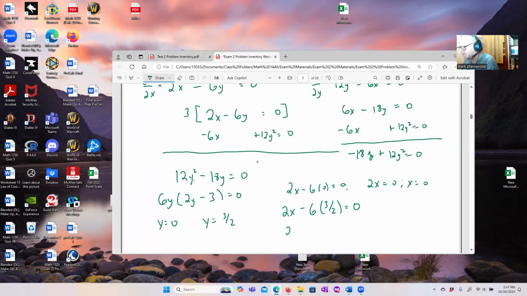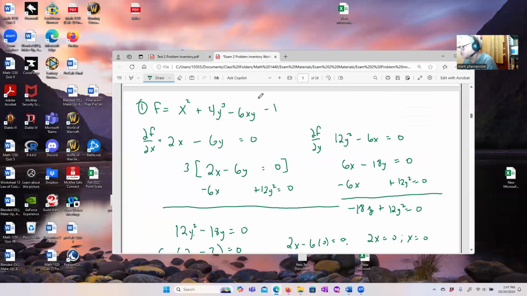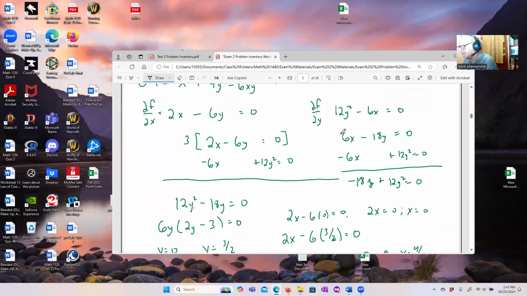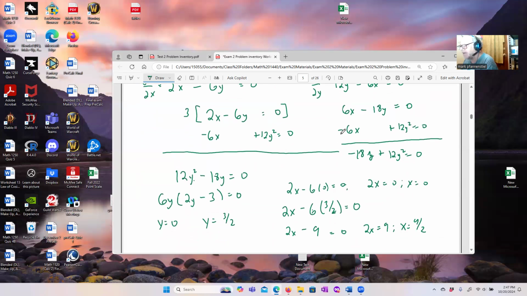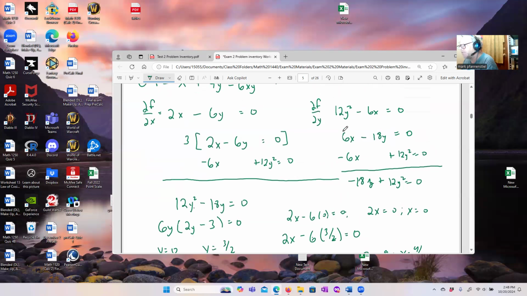So we have 2x minus, let's go ahead and do that. It looks like we're going to get 9 here. 6 divided by 2 is 3, and 3 times 3 is 9. So we end up with 2x equals 9, and x is equal to 9 halves. Okay, what I like to do, just in case, is check what happens for the other equation. So we had y equal to 3 halves. Let's see if we can solve the other one for x.